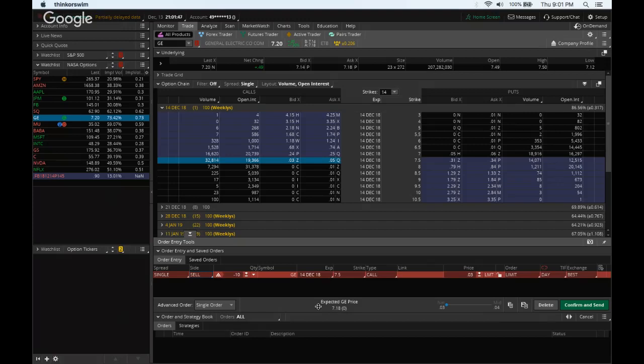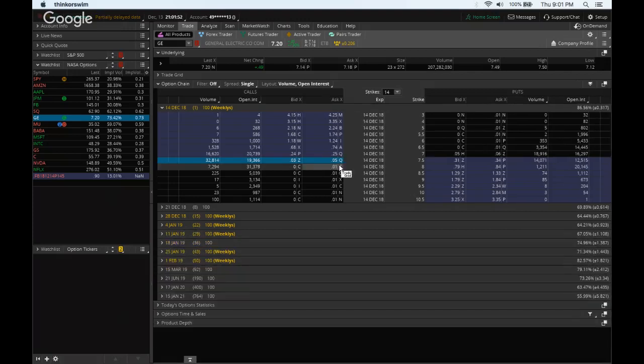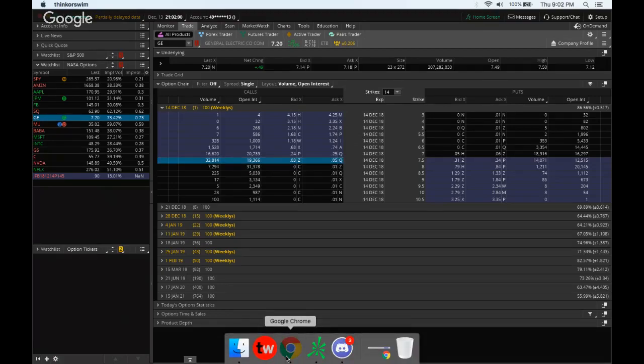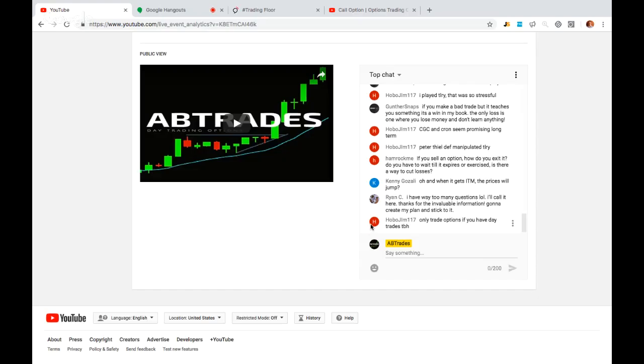Theoretically, we're just flipping contracts. Like you can flip cars or flip anything. If that makes sense. So you just have to make sure that the exact same contract, strike price, and everything you buy, you have to sell that contract back. So that's how you cut losses. Oh, when it gets in the money, the prices will jump. Not jump per se, but it does increase, and it's the intrinsic extrinsic value thing mentioned on Tasty Trades. Only trade options if you have day trades, to be honest, or you make a cash account and you can always have day trades.